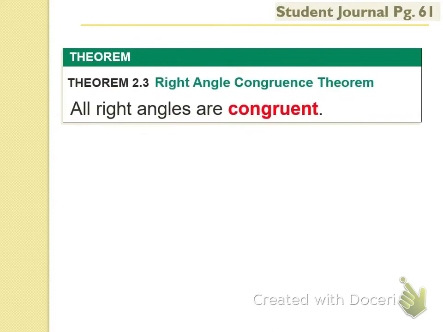So, this first one is a theorem. We just have to say out loud. It's called the right angles congruence theorem, and it is that all right angles are congruent. So that is the first blank. All right angles are congruent. What does congruent mean? Same measurement. So all right angles are 90 degrees.